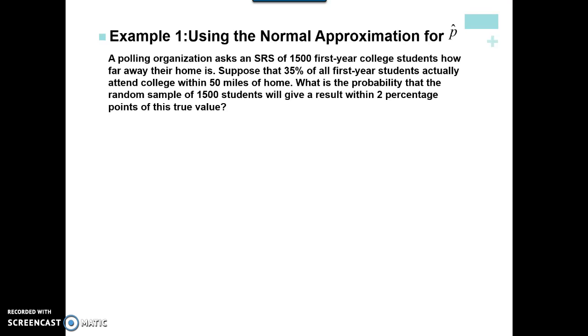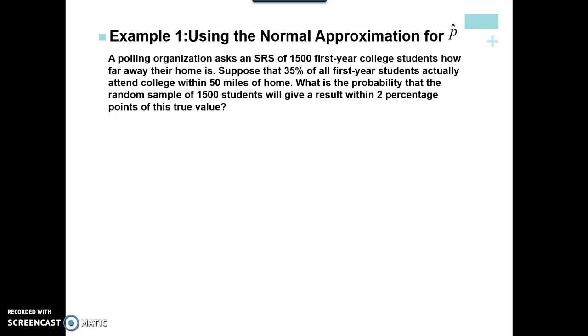All right, so let's do an example. A polling organization asks a simple random sample of 1,500 first-year college students how far away their home is. Suppose that 35% of all first-year students actually attend college within 50 miles of home. What's the probability that a random sample of 1,500 students will give a result within 2 percentage points of the true value? Whoa, okay, so here's the question.